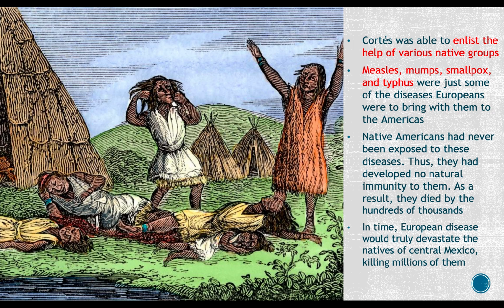Measles, mumps, smallpox, and typhus were some of the diseases Europeans were to bring with them to the Americas. Native Americans had never been exposed to these diseases. Thus, they had developed no natural immunity to them. Just like right now, what's going on with COVID-19. Humans don't really have an immunity to COVID-19. That's why a lot of people are dying. And as a result, they died by the hundreds of thousands because there's no vaccine for these guys. So these guys are going to be dropping left and right. So in time, the European diseases would truly devastate the natives of central Mexico, killing millions of them.